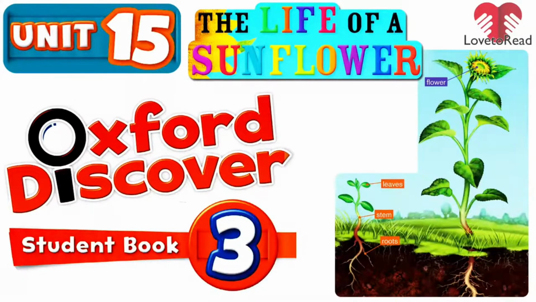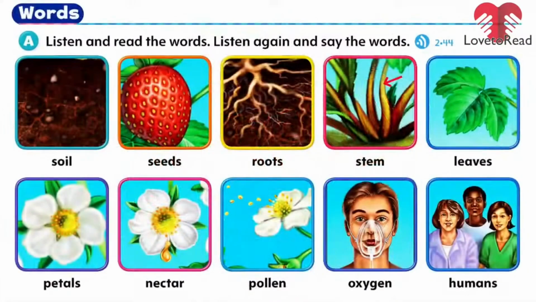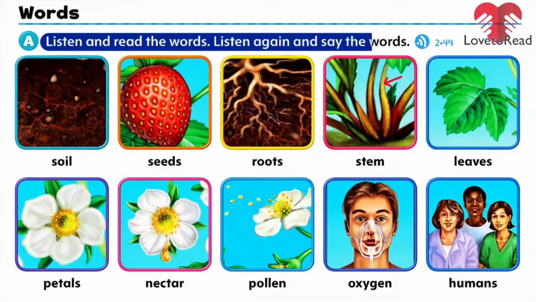Oxford Discover Student Book 3 Unit 15, The Life of a Sunflower. Get ready. Words. A. Listen and read the words. Listen again and say the words.